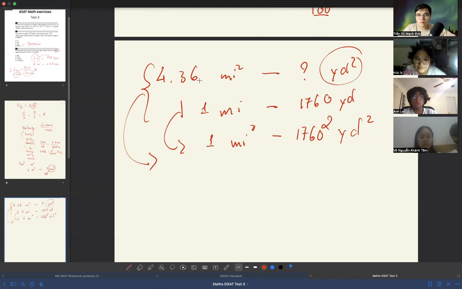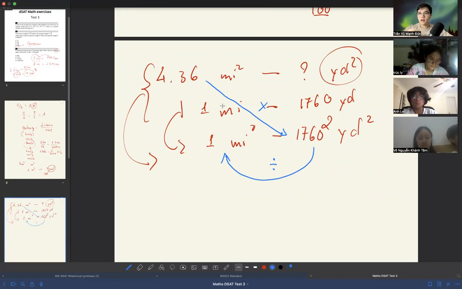4 times 4.36, 4.36 times 1760 square, and divided by 1, right? Exactly. This is cross multiply. You just multiply 4.36 to this one and then divide in the horizontal aspect, on the horizontal line, okay?